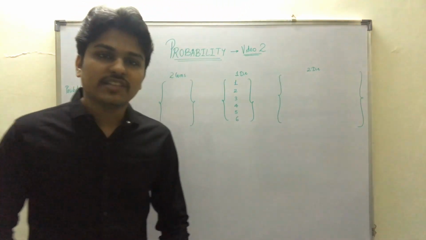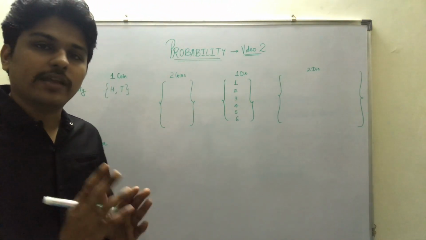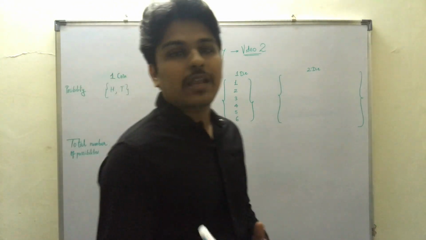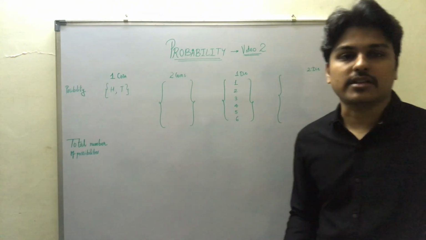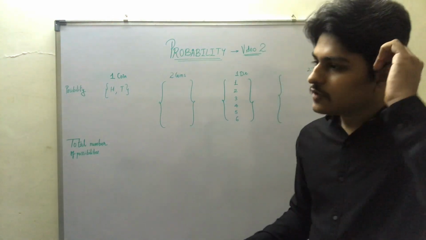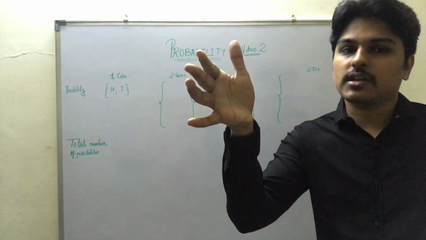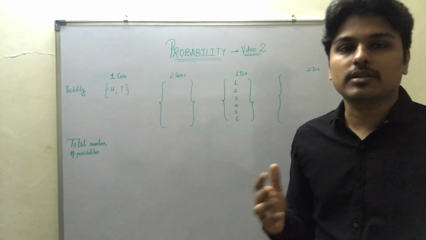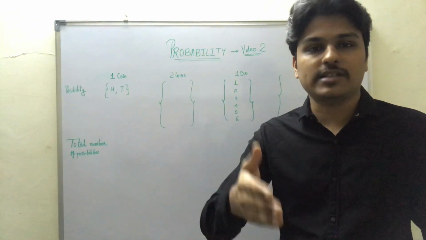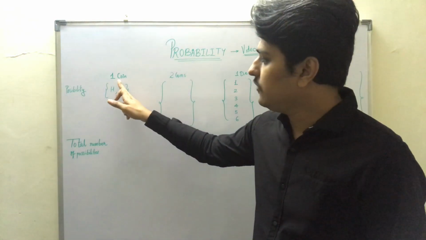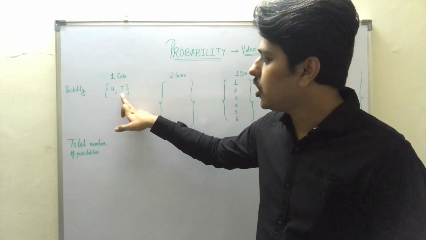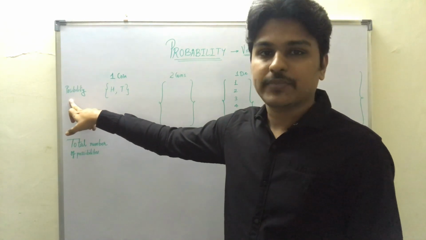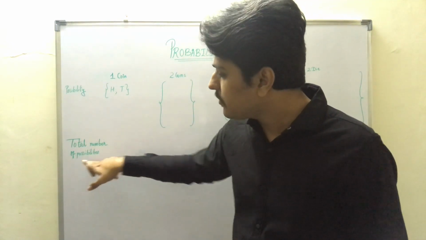Okay, so this is probability video 2, wherein we'll understand what all are the possibilities and what are types of questions that we are expected to answer. If I have tossed a single coin, what are the possibilities? Either head or a tail. That's a possibility. But what are the total number of possibilities?